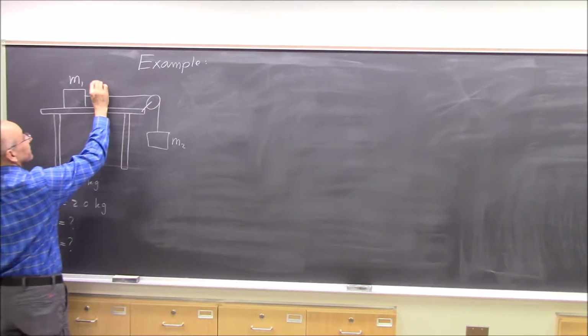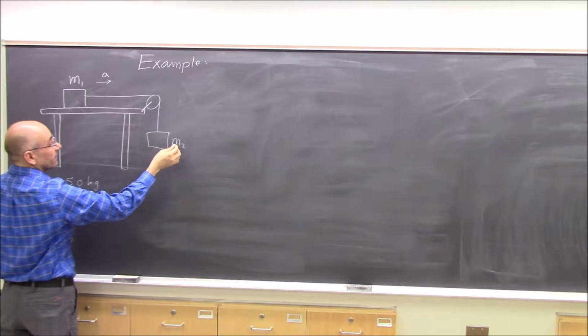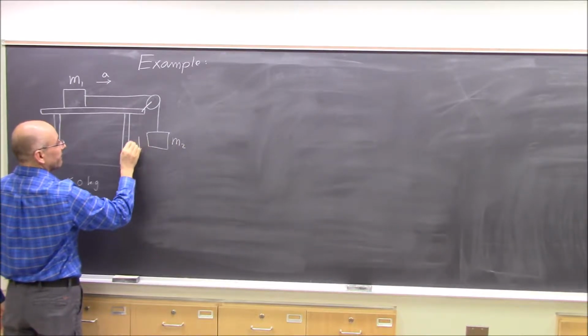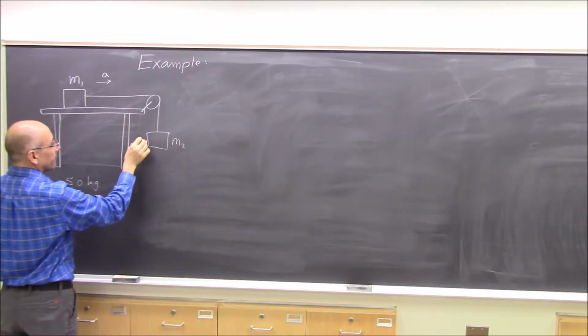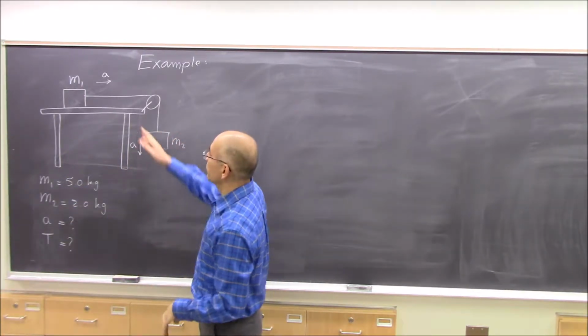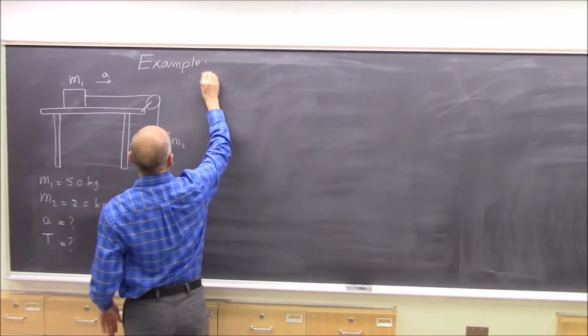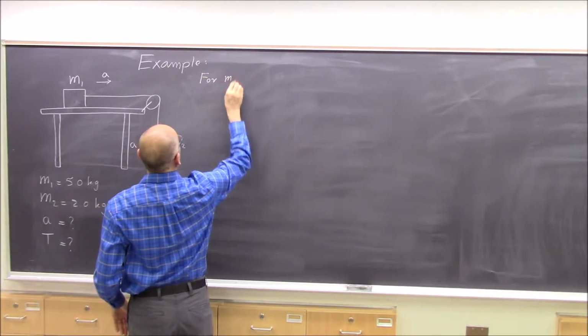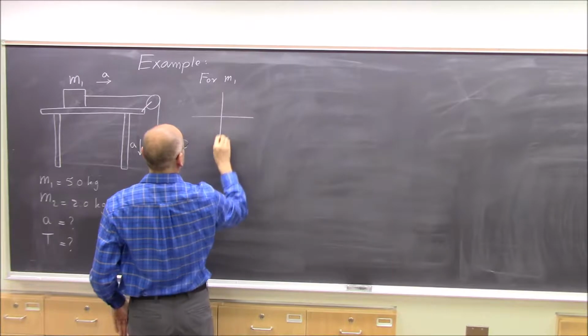M1 accelerates this way and M2 accelerates this way with the same magnitude, right? Both accelerate with the same magnitude. But acceleration of M1 is to the right, acceleration of M2 is downward. All right? Let's draw the free body diagram for M1.